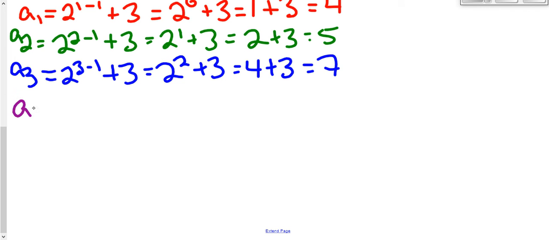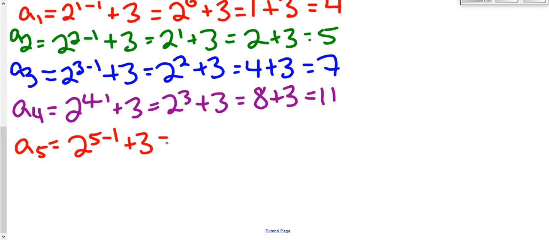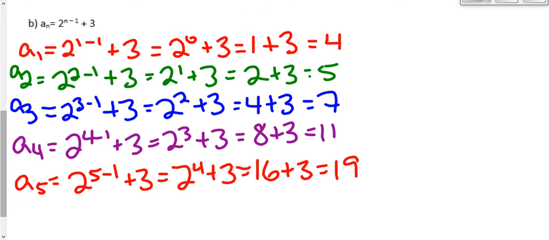To find the fourth term, a sub 4, 2 to the 4 minus 1 power plus 3, which is 2 to the third power plus 3, which is 8 plus 3, and we get the number 11. And last but not least, a sub 5, which is 2 to the 5 minus 1 power plus 3, which is 2 to the 4th plus 3, and 2 to the 4th is 16. And when we add 3, we get 19, and we're done. We have all the first 5 terms. All we had to do was plug in the numbers 1, 2, 3, 4, and 5.